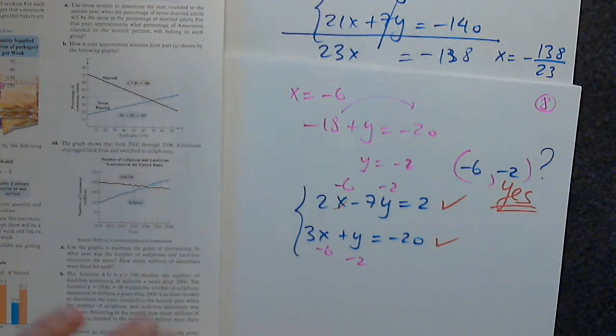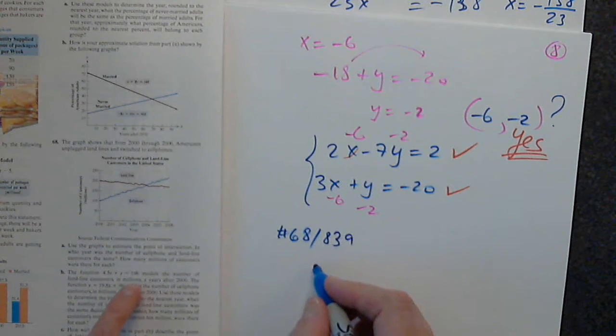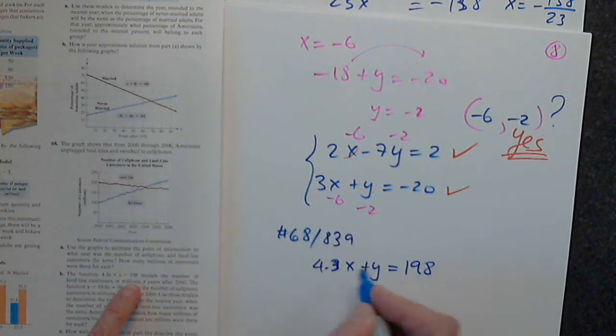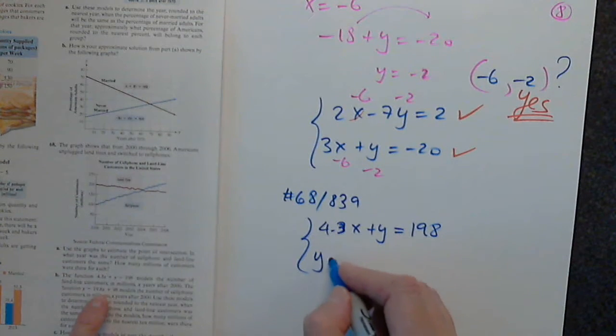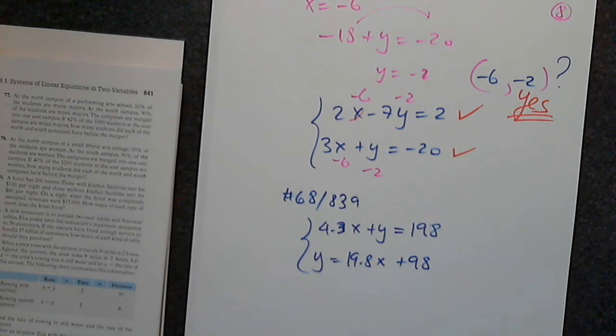So we have the models given to us. This is problem 68 on page 839. We have 4.3x plus y equals 198. And the next one is y equals 19.8x plus 98. So they want us to determine the point of intersection where the two lines meet. By the way, do they meet? Yes, of course. We saw the graph of the two lines. So it's the case number one, in which there is one point of intersection.